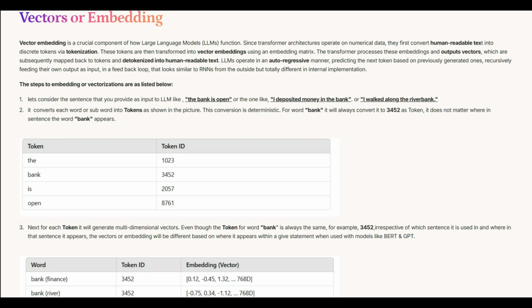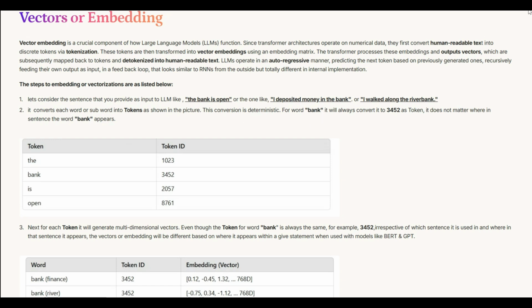For example, 768-dimensional in BERT, 4096-dimensional in GPT-4. Here are the steps to embedding, or vectorization, as listed below. Step 1. Let's consider the sentences that you provide as input to an LLM, like "The bank is open," or "I deposited money in the bank," or "I walked along the riverbank." Step 2. It converts each word or subword into tokens as shown in the picture.